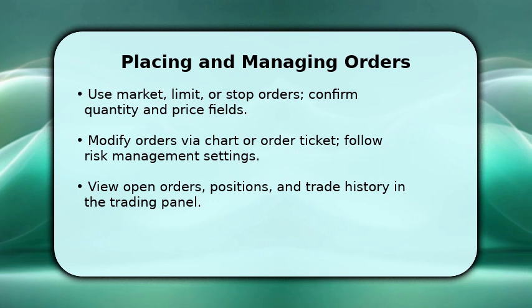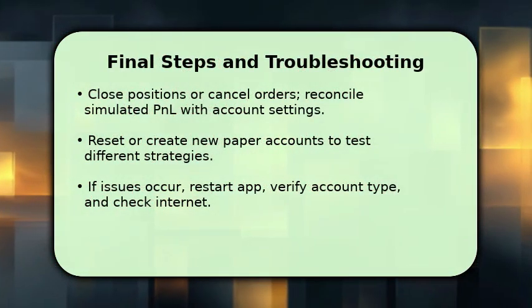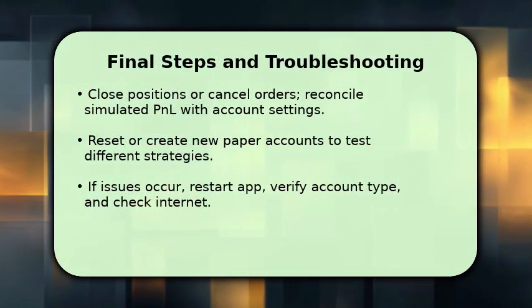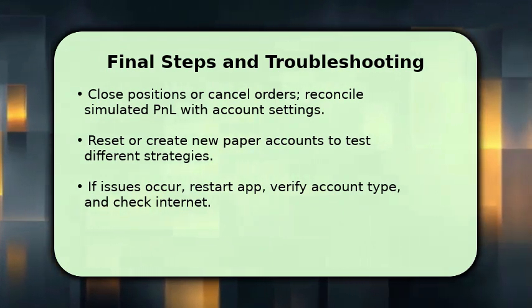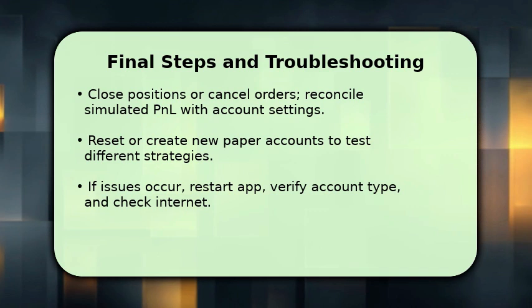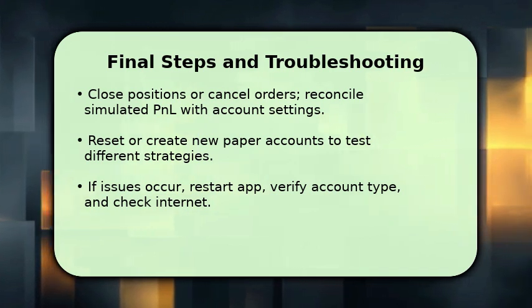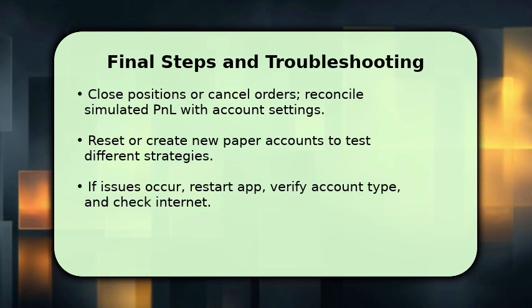To finish, close positions or cancel orders from the trading panel. Reconcile your simulated P&L with the account balance and settings. If you want a fresh test, create or reset a paper account to try different starting balances or leverage. Make sure to export trade history for review.